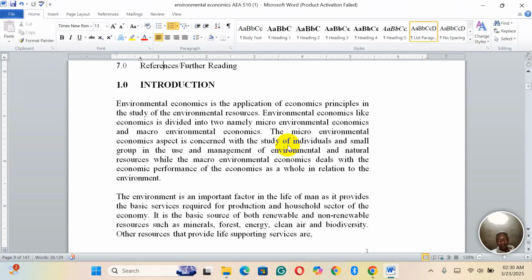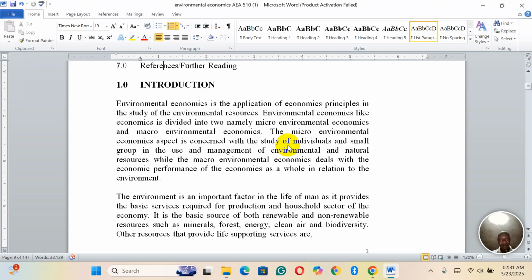Our class online, and we're looking at the introduction to environmental economics, the introductory part of it. Environmental economics is the application of economic principles in the study of environmental resources. Environmental economics, like economics, is divided into two main parts: micro environmental economics and macro environmental economics.